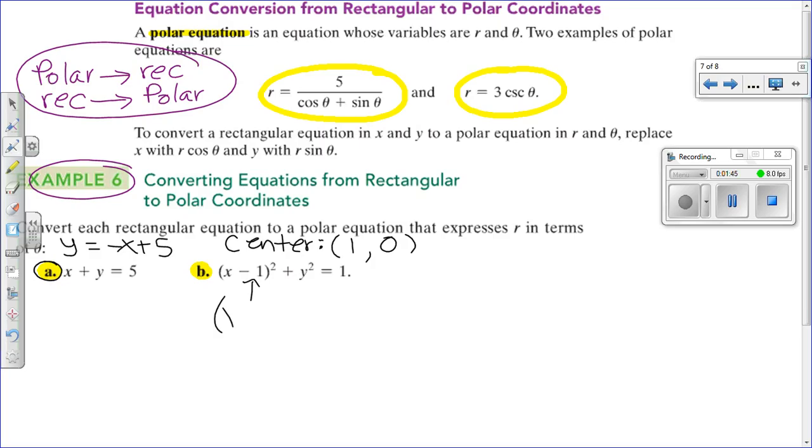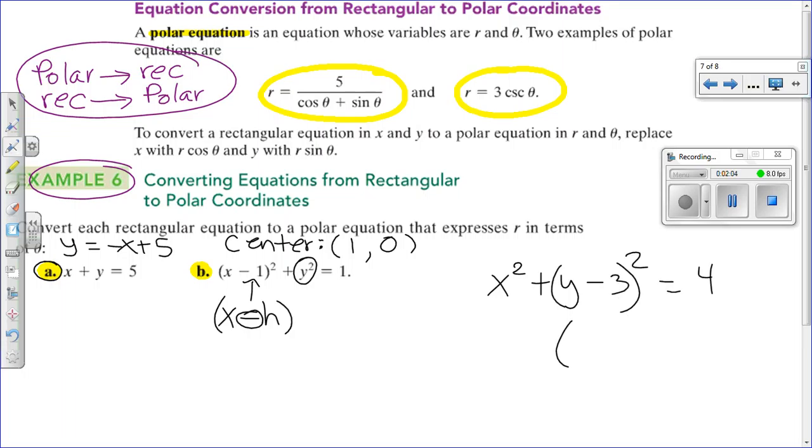But where does the 0 come from? Because this y doesn't have anything. If it was something like x squared plus (y minus 3) squared equals 4, the center will be at 0 for the x coordinate and positive 3 for the y coordinate. And the radius will be the square root of 4, which is 2.